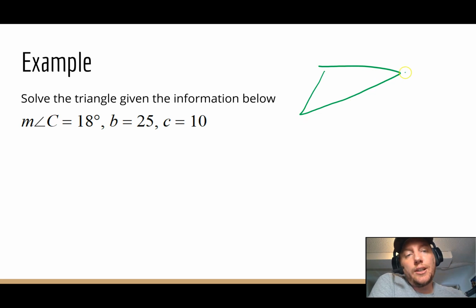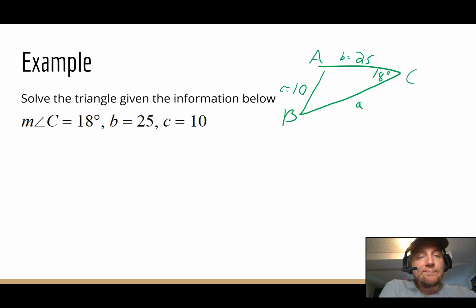So C is 18. This looks like a small angle, 18 degrees. Little c is 10, B is 25. Let's put that over here. So I still need big A, big B, little a. Okay. So once again, it's side-side angle. So let's see what happens.